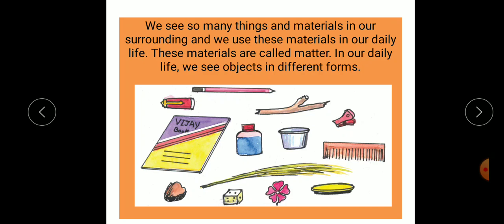We see so many things and materials in our surroundings and we use these materials in our daily life. These materials are called matter. In our daily life, we see objects in different forms like pen, pencil, cap, book, wood, dice, clip, comb, grass, stone, flower and plate. All these are different forms of material.